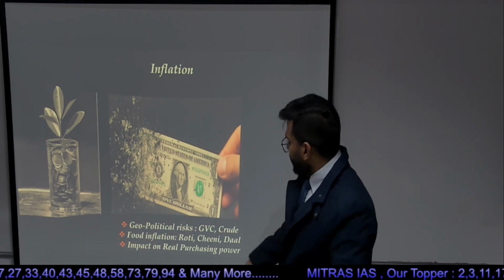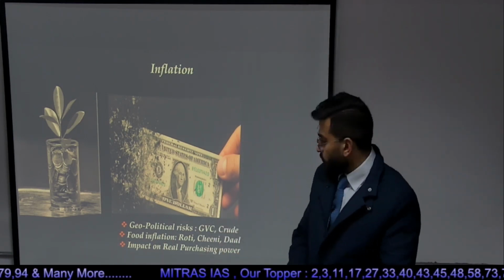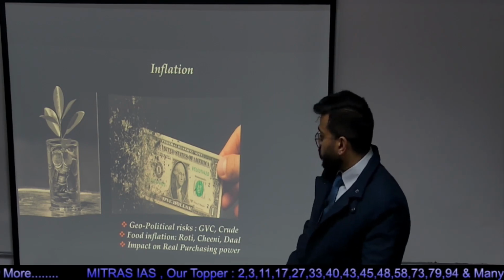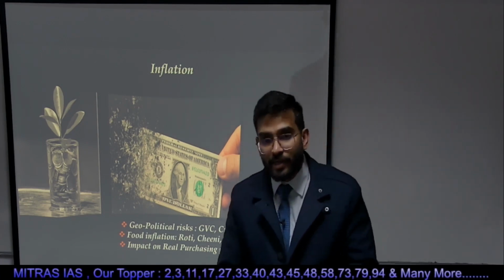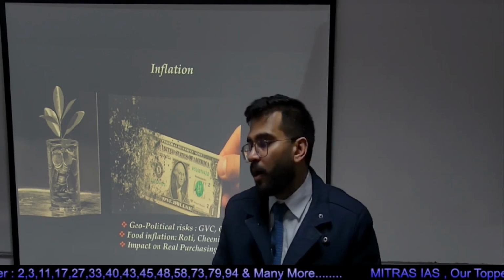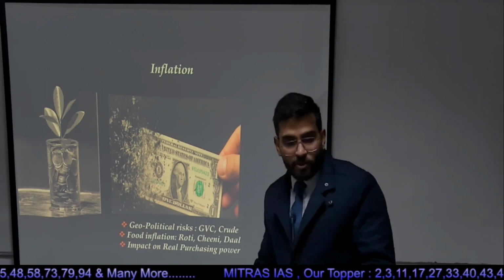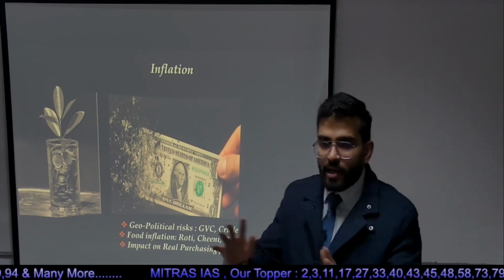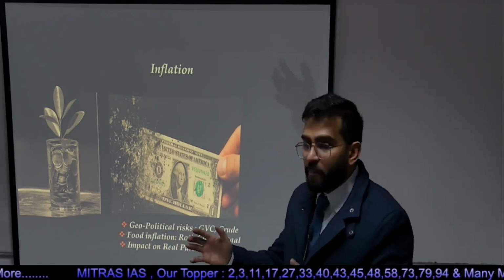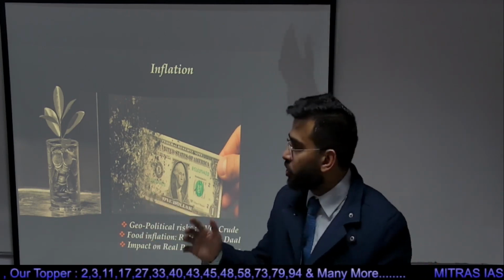Now, apart from that, as I told you, there are three areas of inflation: roti, chini, and dal. Pulses inflation, sugar inflation, and cereal inflation. When I say roti, I mean cereal. This is from an article in the Indian Express. And then it's impacting real purchasing power. So this is the background in which the budget is being presented. I have given you all the major problems that we are facing right now.